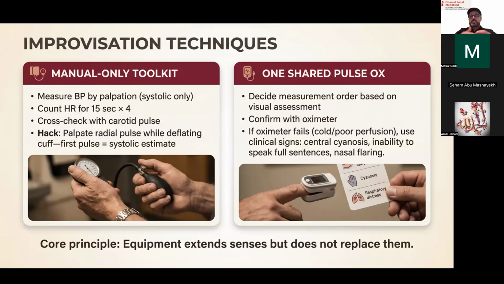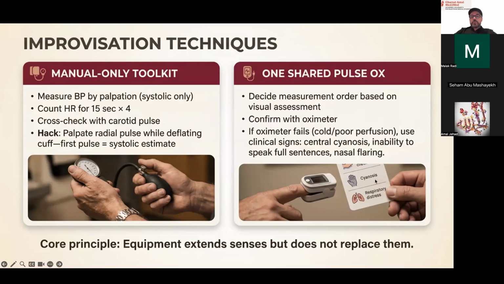A little bit, approximately. We're not doing math. But if it is 120 here, it'll be 118 there, or 117, things like that. And then, here, palpate the radial pulse while deflating the cuff. When you feel the first pulse, that's the systolic estimate.